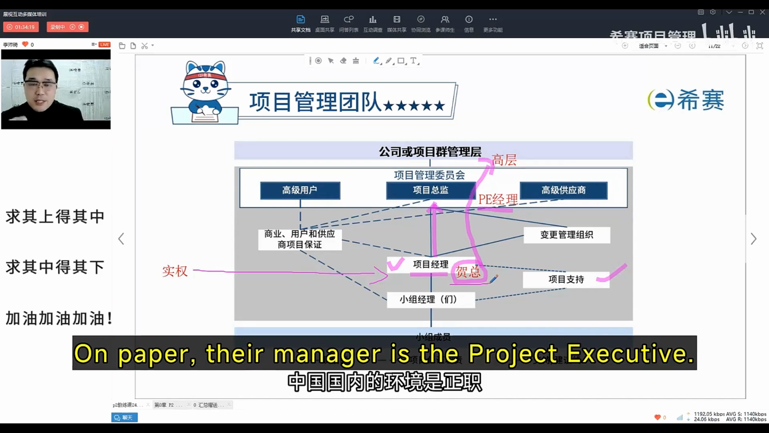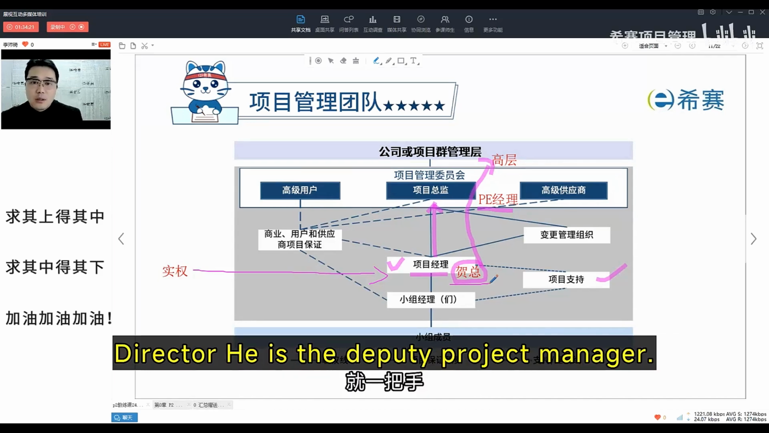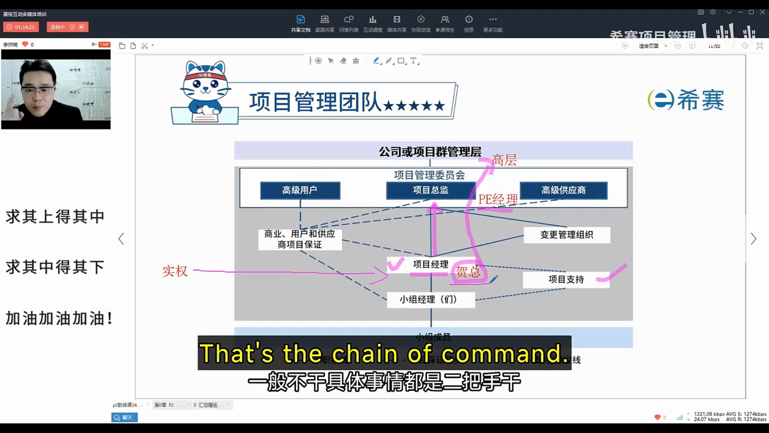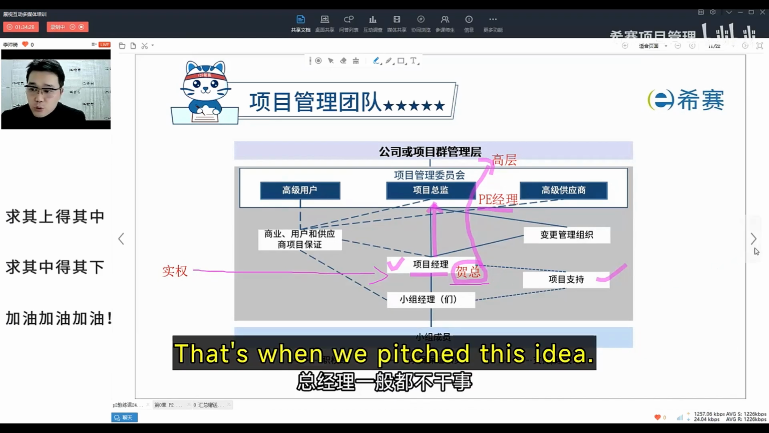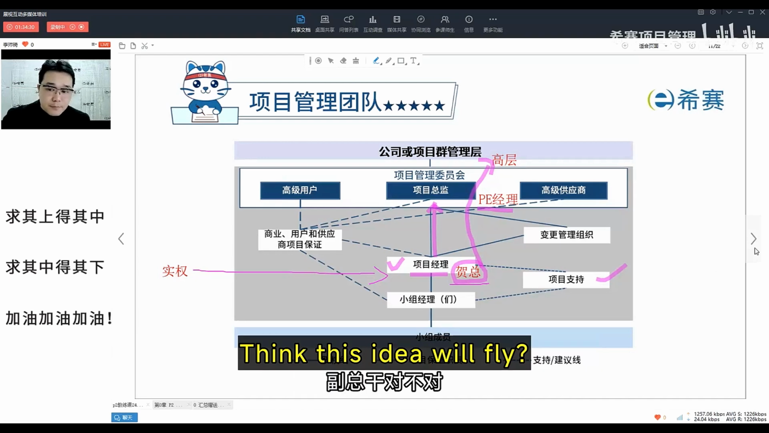This project works the same way. On paper, their manager is the project executive director, he's the deputy project manager. That's the chain of command. Figure out this hierarchy, and you'll crack the code. That's when we pitched this idea. Think this idea will fly?